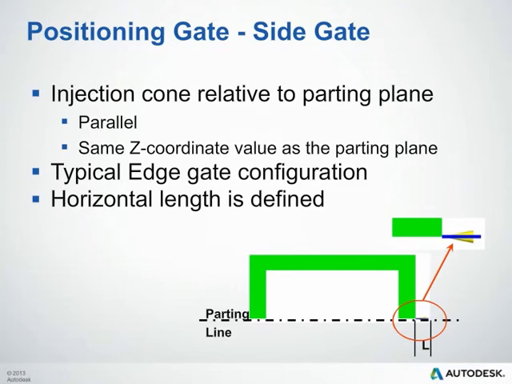When trying to create a side gate, or what some may call an edge or tab gate, you want to make sure that your parting line is parallel to your injection cone. In this case, in your gate properties, you'll simply be specifying a horizontal length for that gate, so we know how long the land is on it.